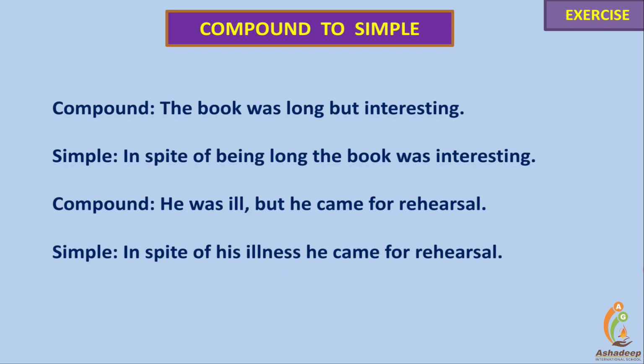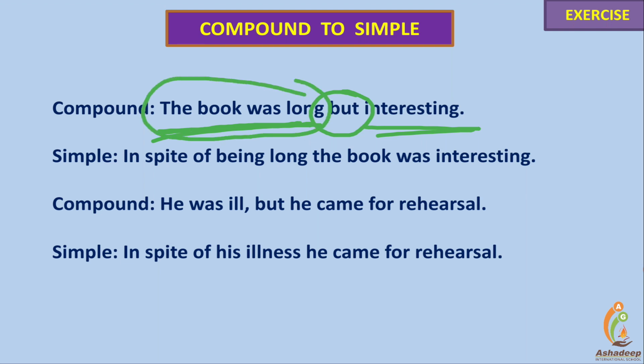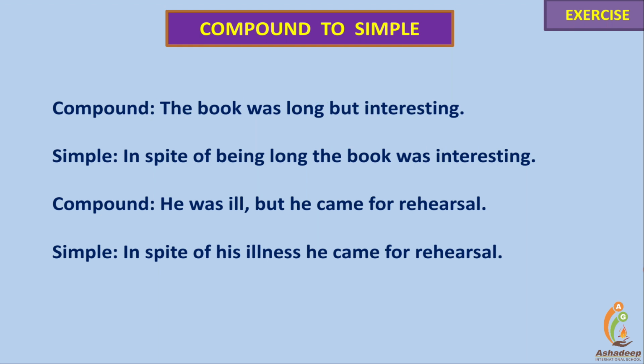Next one. The book was long but interesting. Here, the book was long, but the book was interesting. Two parts, both are independent parts of this sentence, and both are showing contrast. Generally, long books are least interesting, but both are contrast in meaning. Both show the contrast, and they are connected with "but" as a coordinating conjunction.